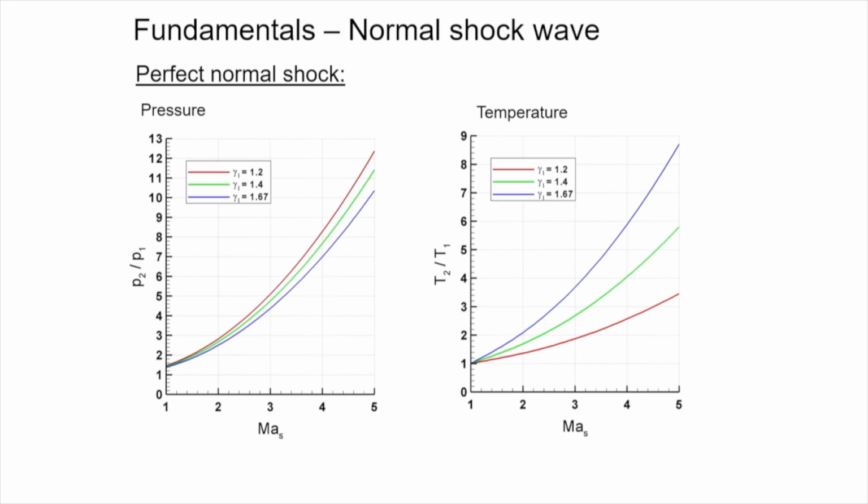So here you can see the influence of this isentropic exponent. Helium is 1.67, 1.4 is air, and 1.2 I'm not sure, maybe carbon dioxide. So you'll see the higher the isentropic exponent, the lower the pressure ratio.